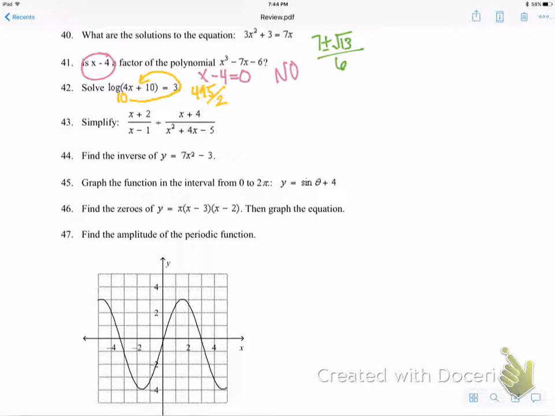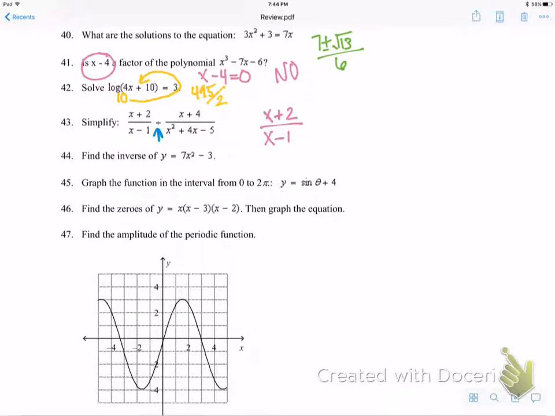In number 43, we're asked to simplify, and it's hard to tell, but this is a divide sign in the middle. When we divide rational equations, we're going to have to factor first and then keep the first fraction, change this to a multiplication, and flip this over. So I'm going to try factoring first. I can't factor x plus 2, so I'll leave that alone. Can't factor x minus 1, so I'll leave that alone.